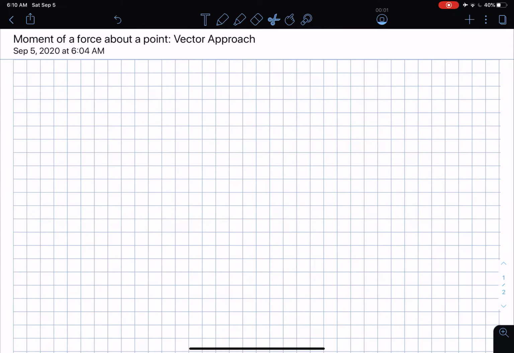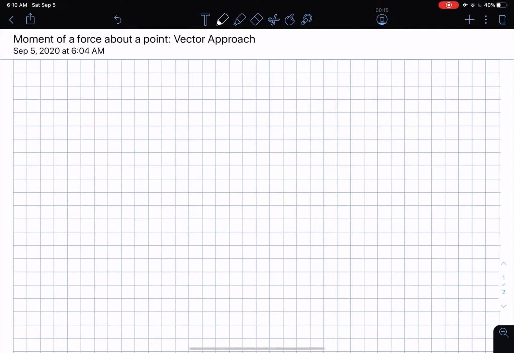Hello everyone. We will be looking at the moment of a force about a point using the vector approach. Before I go with the vector approach, I want to very briefly talk about the cross product of vectors.